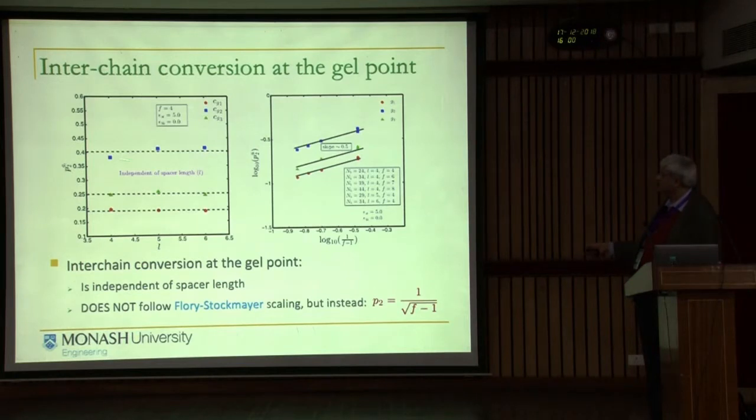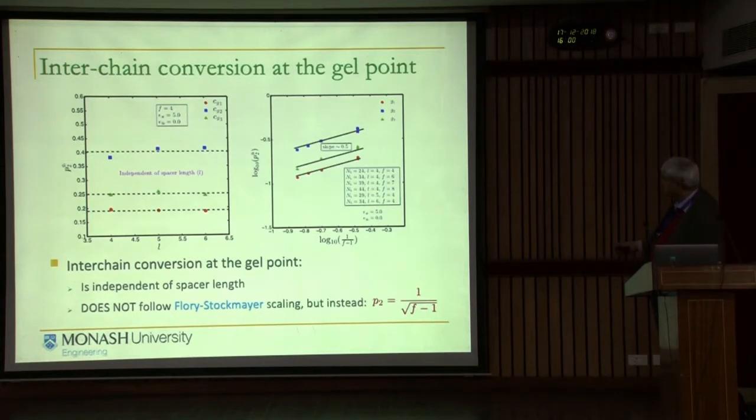So if you do that, it turns out that the intermolecular degree of conversion is independent of spacer length at the gel point. So we have located the gel point, and by the way, each of these different colors represents the gel point identified in the three different ways. So that's the spanning property, that's the bimodal, and this one is the free chain maximum. All of them predict that this degree of intermolecular conversion is independent of spacer length. But more importantly, this dependence on F is not 1 over F minus 1, but 1 over square root of F minus 1. So this is a very important result, because this is what leads to the gel line.